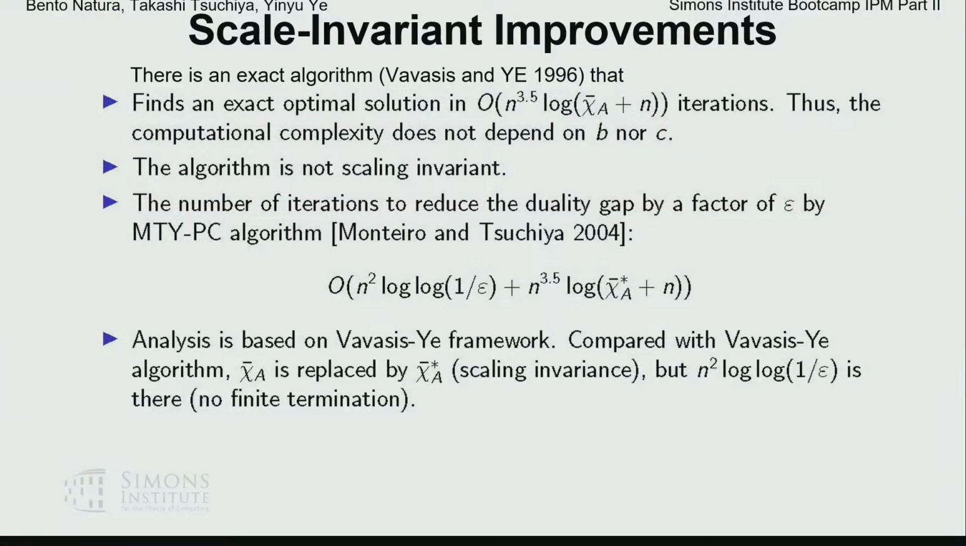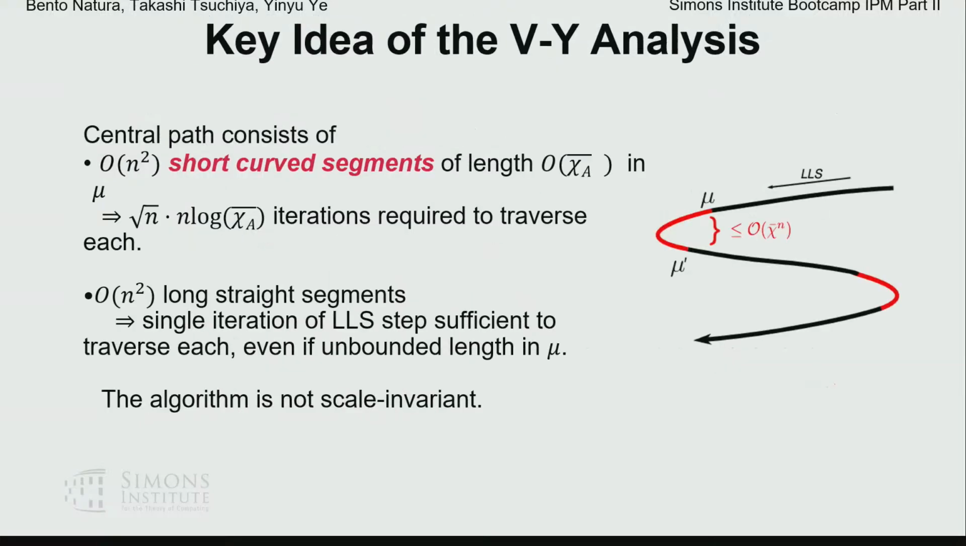So the original algorithm is dependent on chi-bar A, log n to the 3.5. This is Monteiro and Tsuchiya 2004. They said, oh, you don't need to do this. You just use the analysis from Vavasis's paper and directly analyze the predictor-corrector algorithm. You can prove your algorithm is bounded by n squared log 1/epsilon and n 3.5 in the number of iterations. And this condition number now is chi-bar star, which is scale invariant.